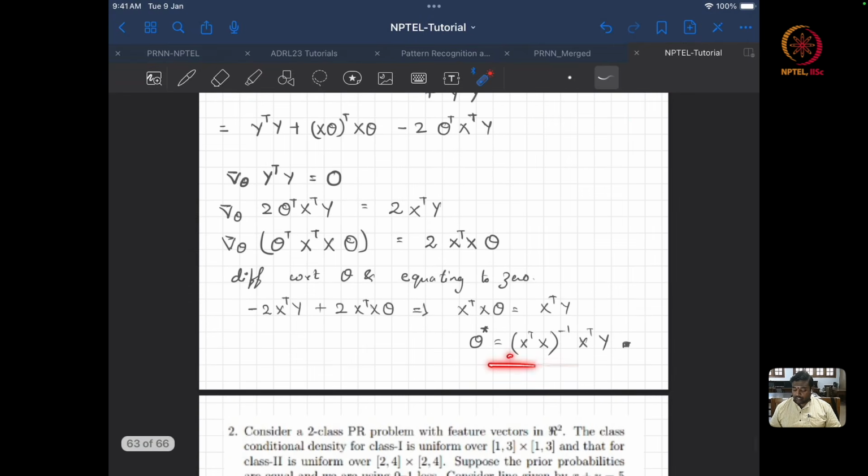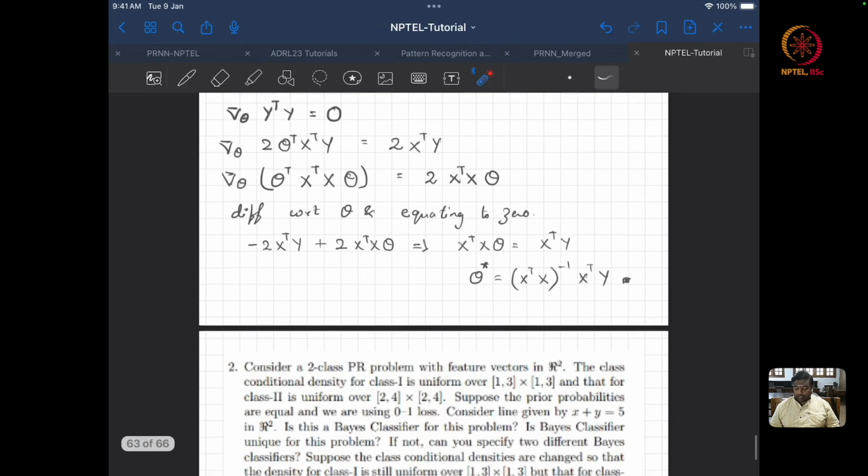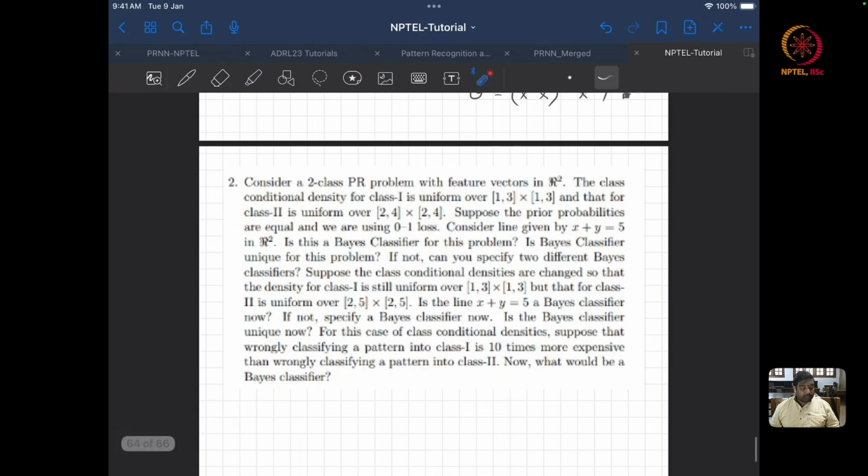Now if you have studied linear algebra as a course, you would have seen similar kind of solutions. Okay, so let's go to the next problem.